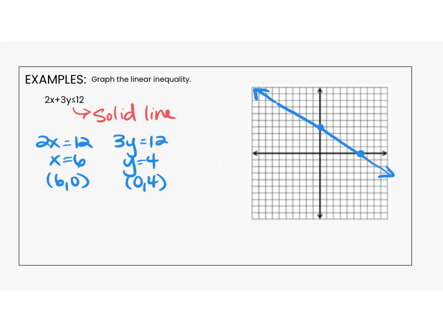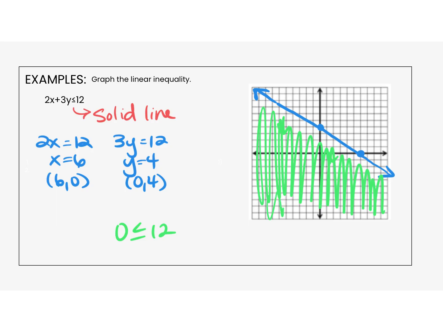And now again, I just have to figure out where the shaded region is. I think this one's a little bit easier to tell what would be less than this line and what would be greater than this line. Less than would go this way. But again, if you're unsure, you can always just check that point 0, 0. If I plug in 0 for x and 0 for y, that gives me the inequality 0 is less than or equal to 12, which is true. So we're going to shade everything lower than that line.